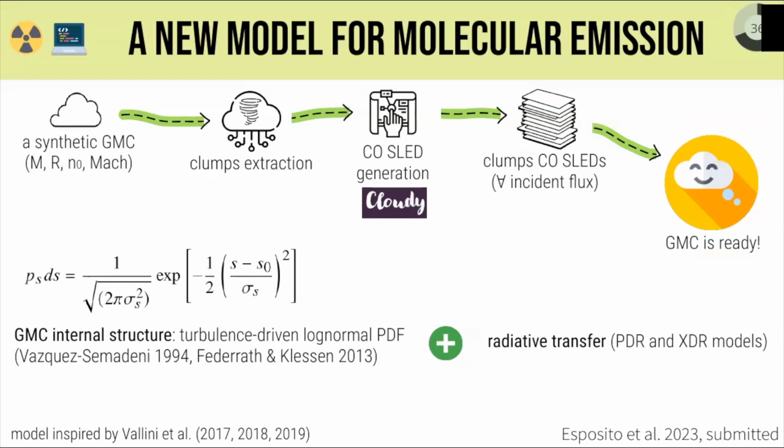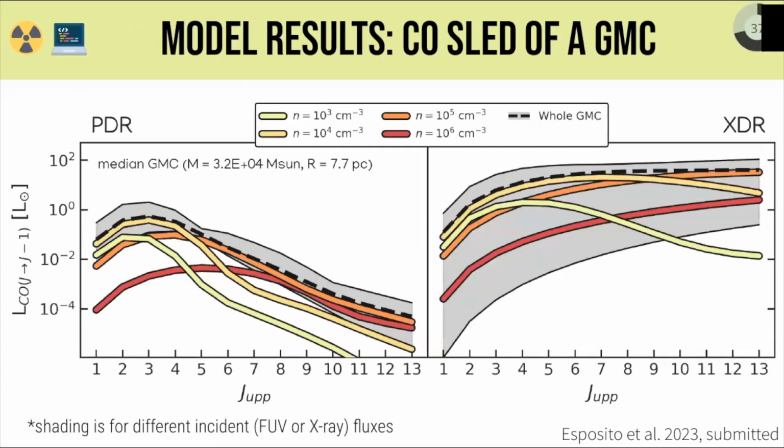Then we use Cloudy to compute the radiative transfer within every single clump, and by summing all the clumps, we can have the CO-SLED of a giant molecular cloud. This is an example for a GMC we generated. On the left are PDR models, and on the right XDR. So basically, this is the effect of stellar and AGN radiation on this molecular cloud, which is composed of several clumps, and I bin the clumps by their density, and these are the colored lines, while the dashed black line is the whole GMC, and the gray shading is for different incident fluxes.